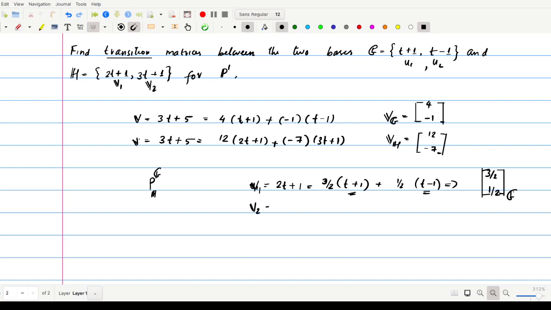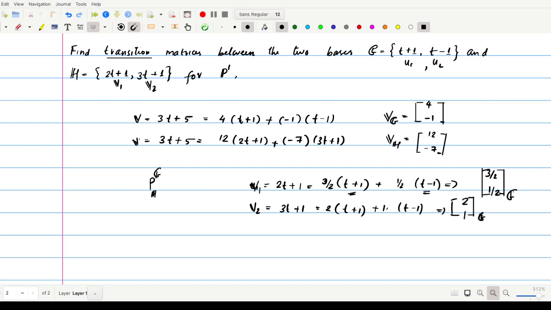In a similar fashion, you can write this v2. What is v2 here? v2 is 3t plus 1. This can be written as 2 times t plus 1 plus 1 times t minus 1. That gives 2t plus t, that is 3t, and 2 minus 1 is equal to 1. From this you can write the coordinates of v2 relative to the basis g, which is nothing but 2 comma 1.